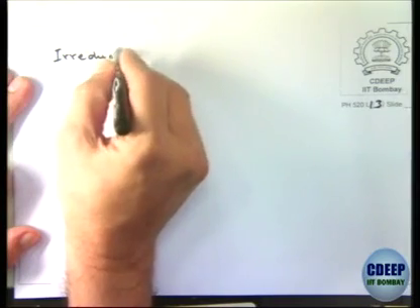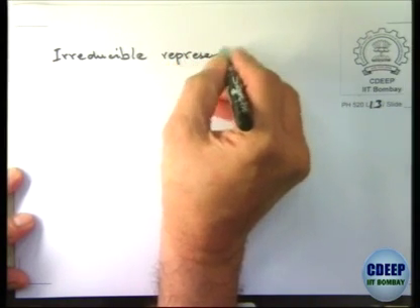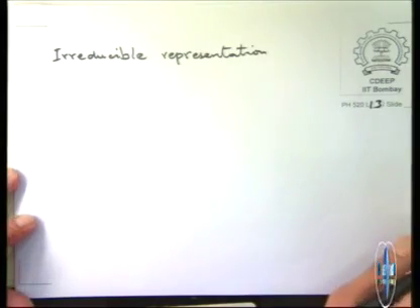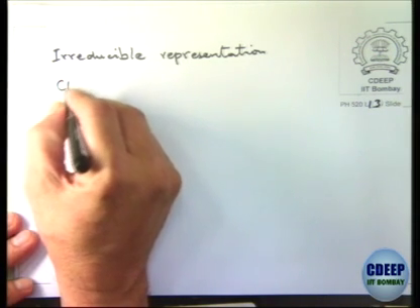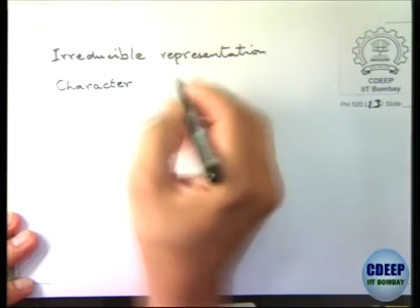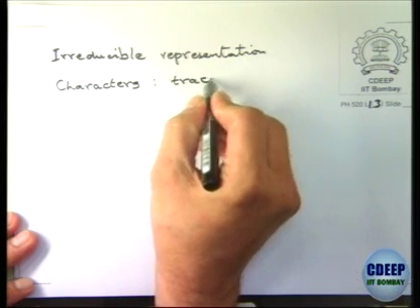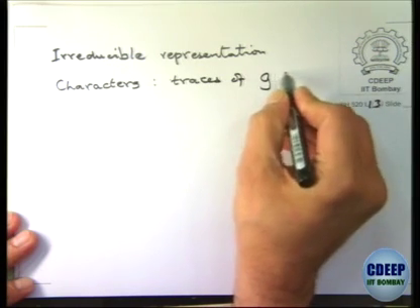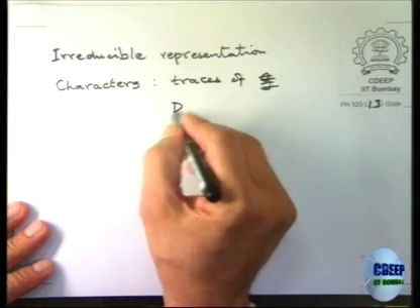So let us put down the various concepts we are dealing with. One is of irreducible representation. And we want to move towards what, and we have defined characters, which are essentially traces of d alpha g.